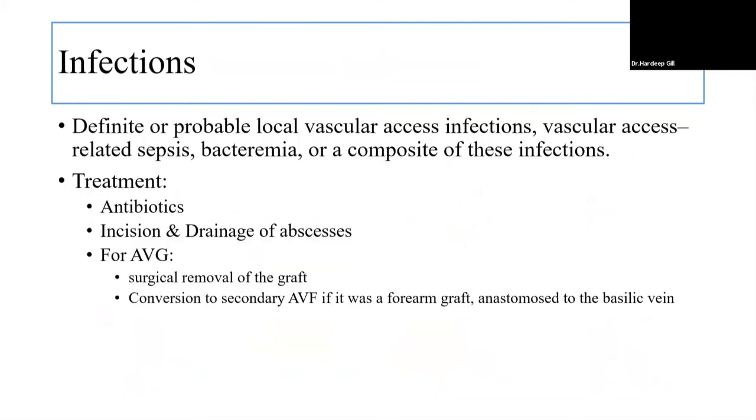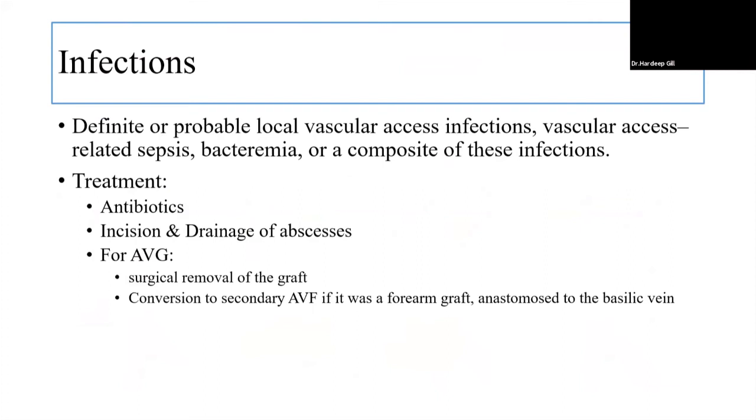Infections can also compromise an AV fistula, and this could be local vascular infections or access-related sepsis. It could be bacteremia or a combination of all of this. So antibiotics are given, incision and drainage of the abscesses are done.